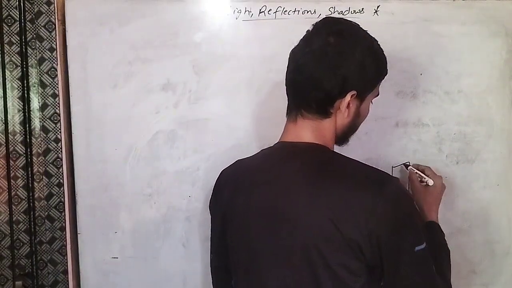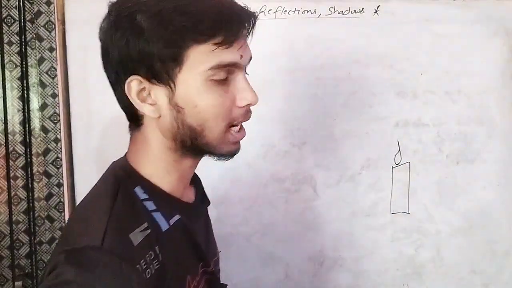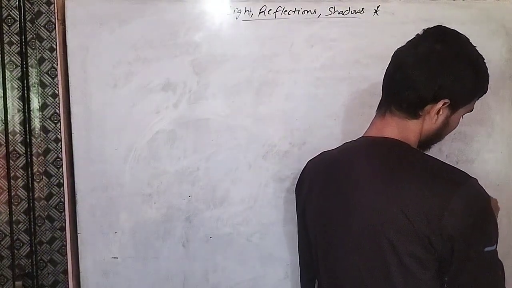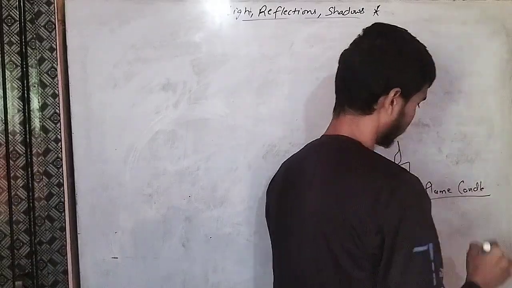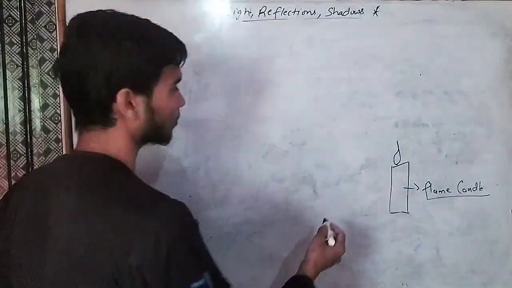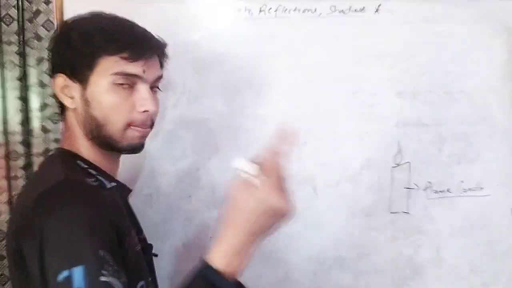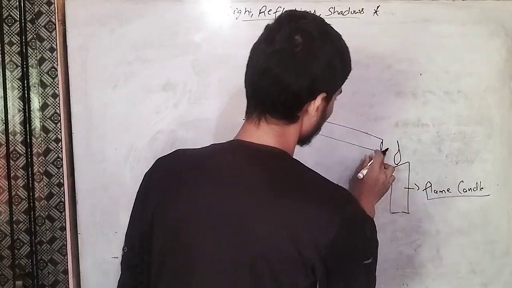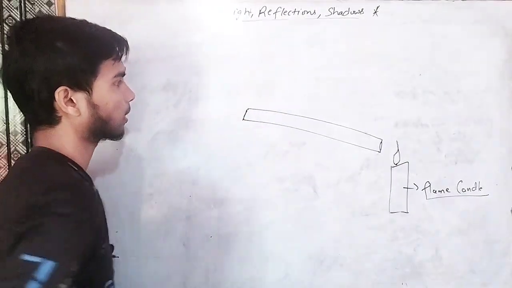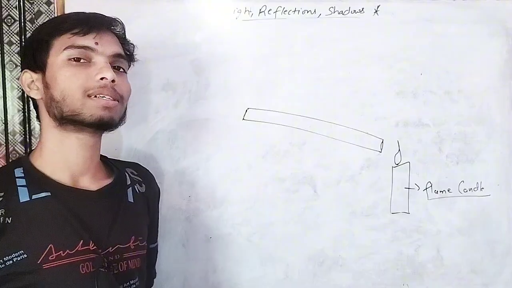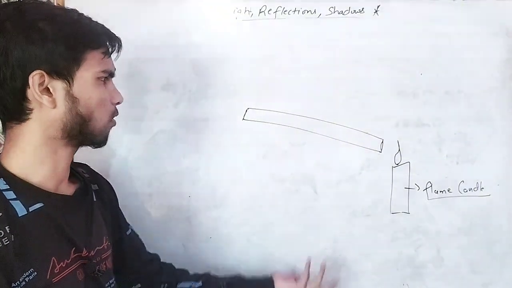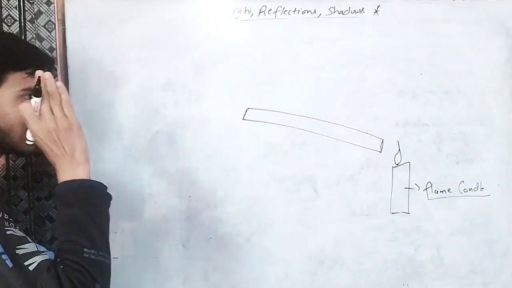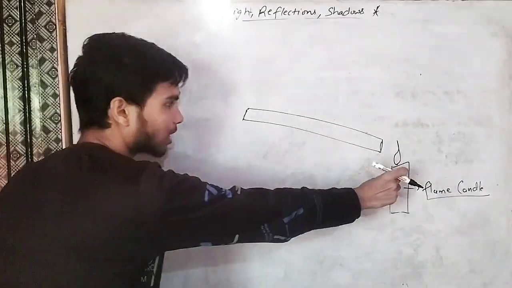This is a flame candle. The candle is burning, that's why it is named a flame candle. We also want to see this pipe. This is a pipe. Got it? This pipe is straight. Of course, we can see it. Our eyes are here. We are looking inside the pipe. We see the flame candle.